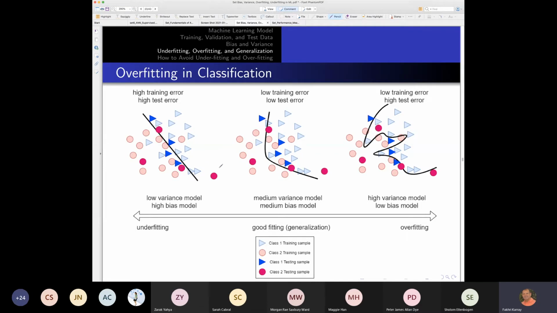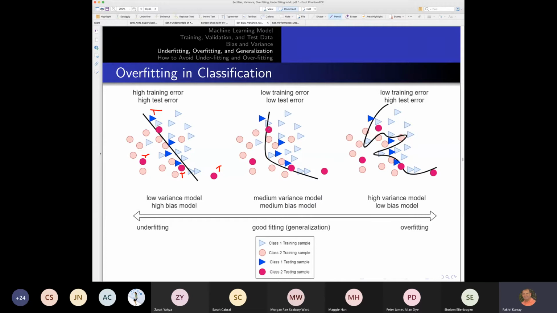Remember that this is testing. The system has never seen them. This is testing type of data. This is testing type of data. So the system was able to accommodate reasonably this particular element. So here we have a medium bias model.